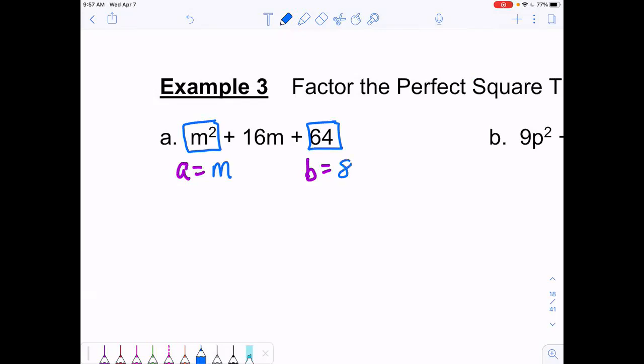8. All right, here's how this works. Parentheses squared. What sign goes in the middle of the parentheses, Bill? Why a positive? Because it's a positive 16. And then what goes with that positive? M plus 8. That's it. So always parentheses squared when it's 3 terms, when it's a trinomial. A positive in the problem is a positive in your factor.